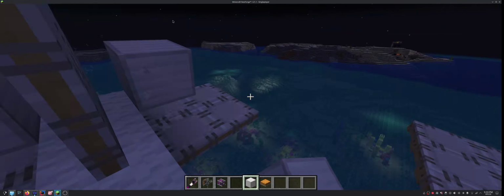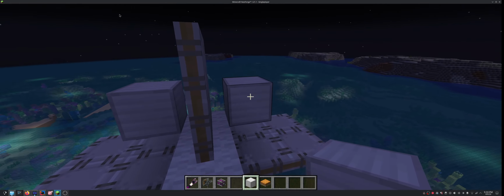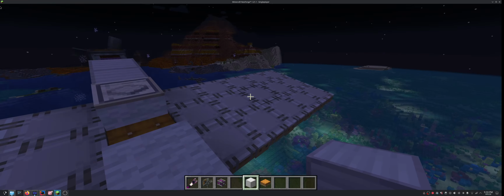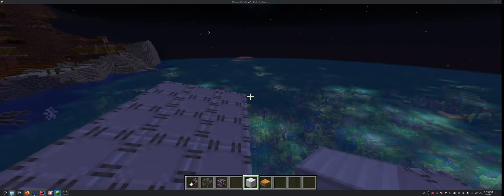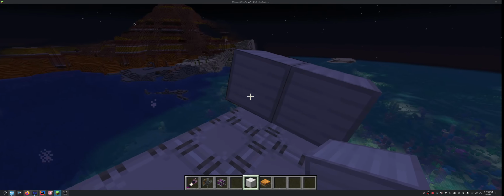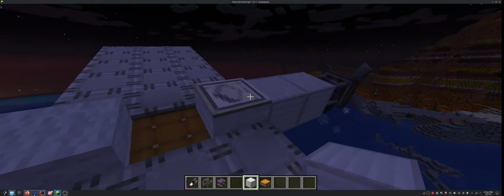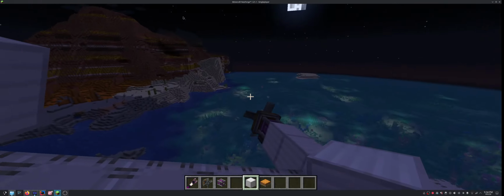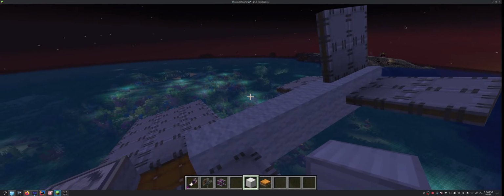Okay, let's shift the center of mass back a bit to pitch up. Okay, here we go, climbing. Okay, fly right, fly left.